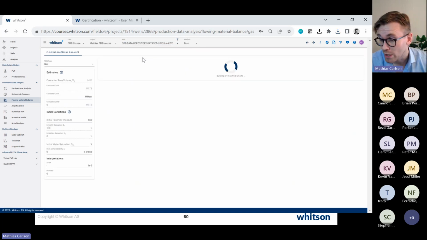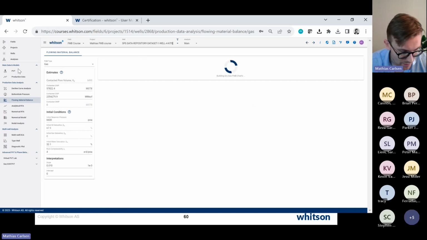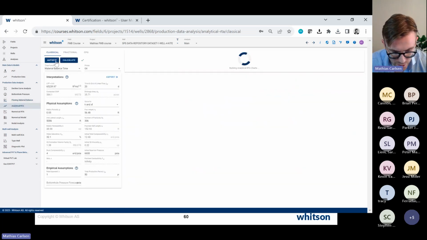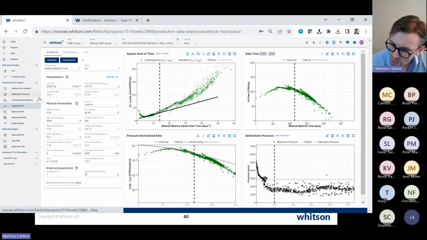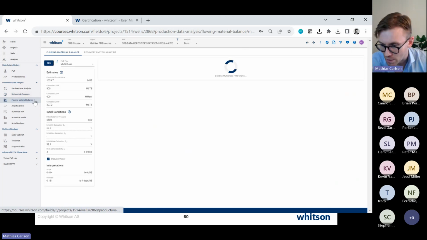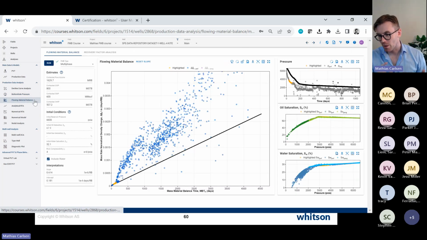One reason why that is much harder: if you go to analytical RTA, for instance, we have these auto-fit functions, and they work pretty well because the data, even if it's noisy, has things you can look for. How to interpret a flowing material balance plot needs to be a little bit smarter. It needs to know something about the saturation pressure, whether the data points are before the saturation pressure, so it needs a little bit more logic in it. So that's what we're trying to think about, if we can come up with a more educated way of doing an auto-fit for this option.